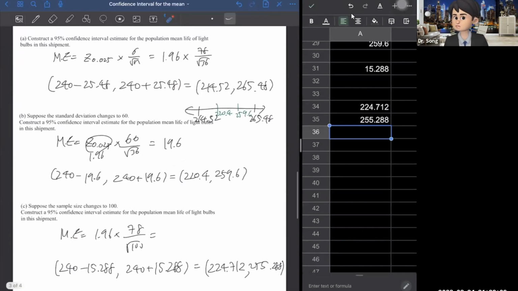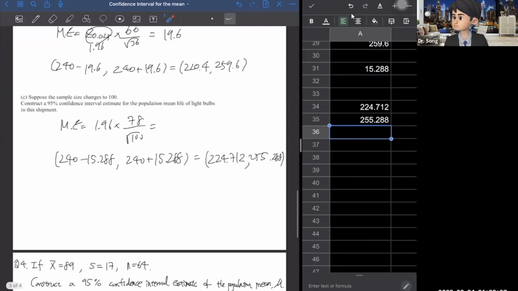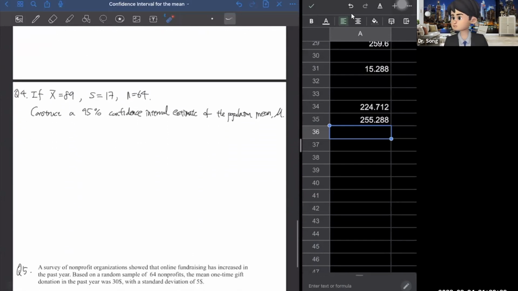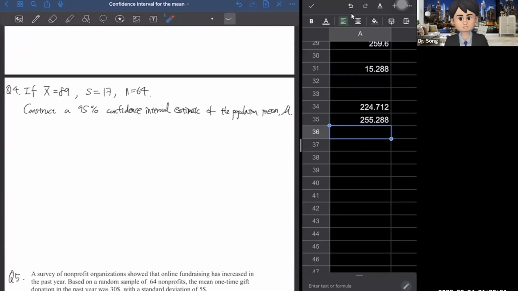So by having this A, B, C, you can see the effects of the sample size and the effects of the standard deviation. When the standard deviation decreases, the margin of error decreases. Then you have a narrower confidence interval. In question C, you have a larger sample, then the margin of error also decreases. Then you have a narrower confidence interval, okay? Now, let's go to the next question. Question number 4. Now it's different.